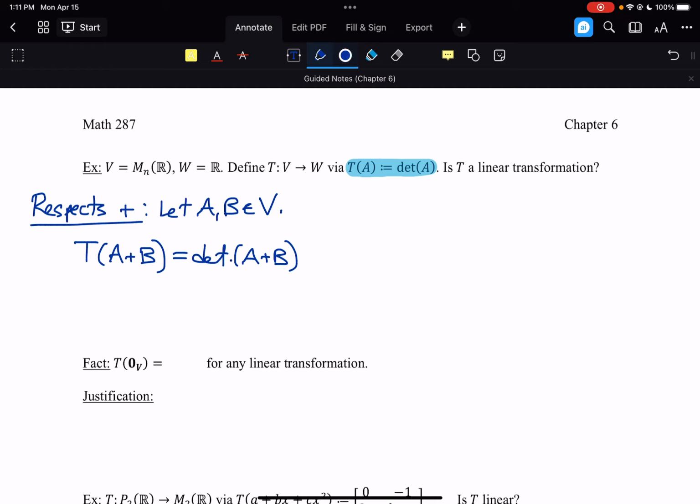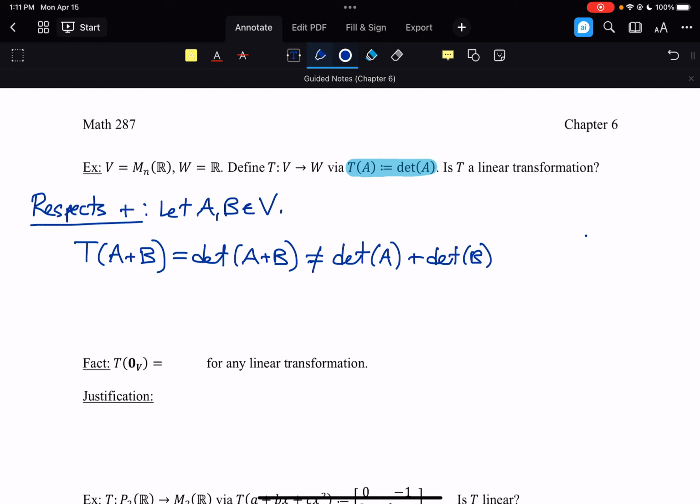In order for this to respect addition, we would have to get T of A plus T of B like this, which means we would have to be able to split this determinant. However, we know from back in chapter 3 that determinants do not split across sums. So the determinant of A plus B is not equal to the determinant of A plus the determinant of B.